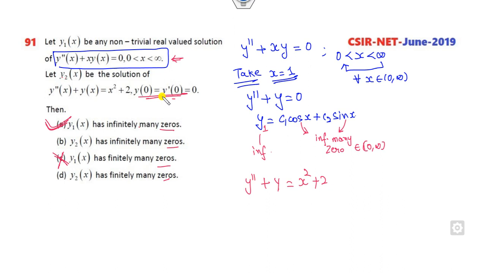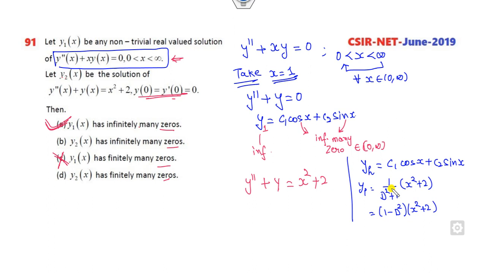Now here the limits are not given to you. Then what you can do, I can first find the homogeneous solution, m square plus 1, so m is plus minus iota, so c1 cos x plus c2 sin x. How can you find the particular integral? 1 over D square plus 1, x square plus 2. So I can write it as 1 minus D square, x square plus 2. Taking the derivative twice gives 2, so this is x square. So my general solution is c1 cos x plus c2 sin x plus x square.